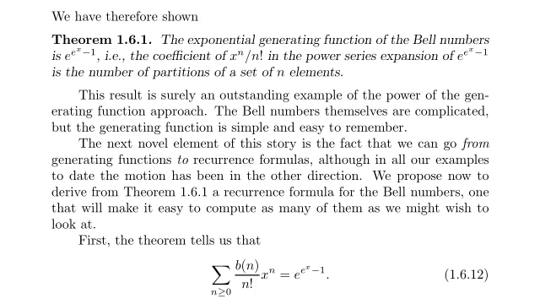Let's read a bit more. So, this result is surely an outstanding example of the power of the generating function approach. The Bell numbers themselves are complicated, but the generating function is simple and easy to remember. The next novel element of this story is the fact that we can go from generating functions to recurrence formulas, although in all of our examples to date, the motion has been in the other direction. We propose now to derive from theorem 1.6.1 a recurrence relation for the Bell numbers, one that will make it look easy to compute as many of them as we might wish to look at.